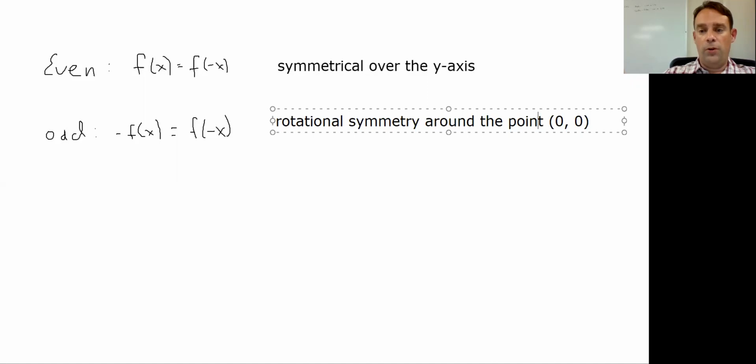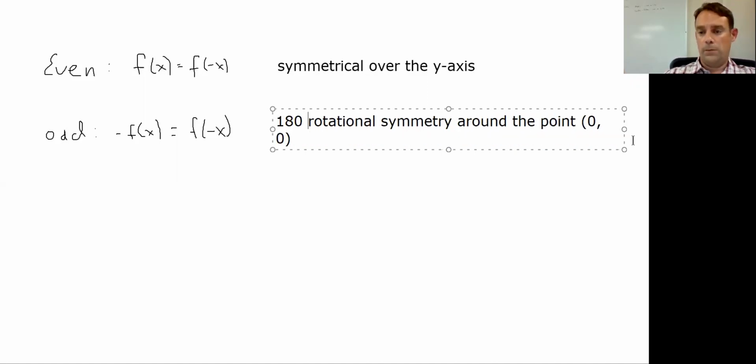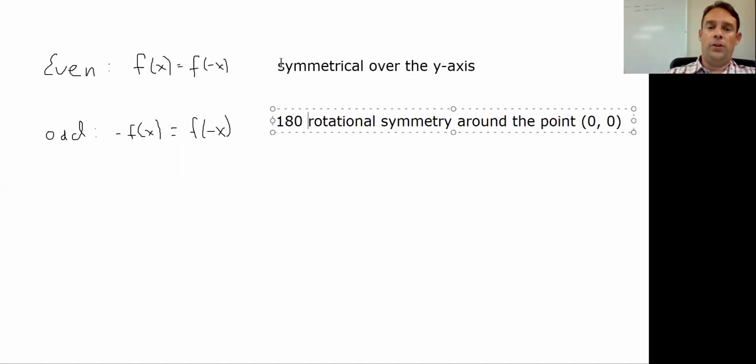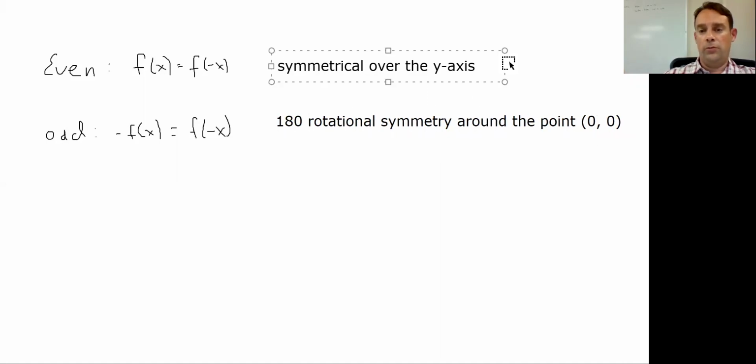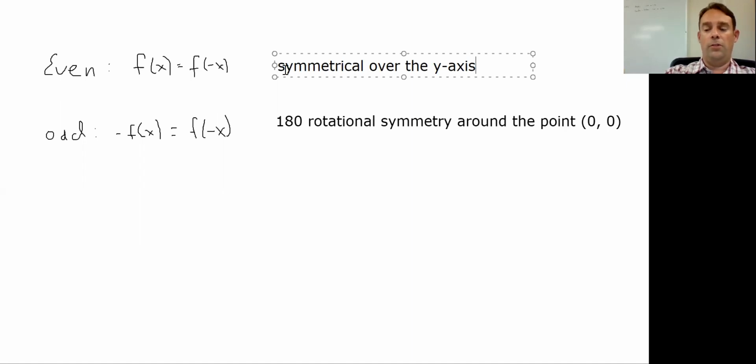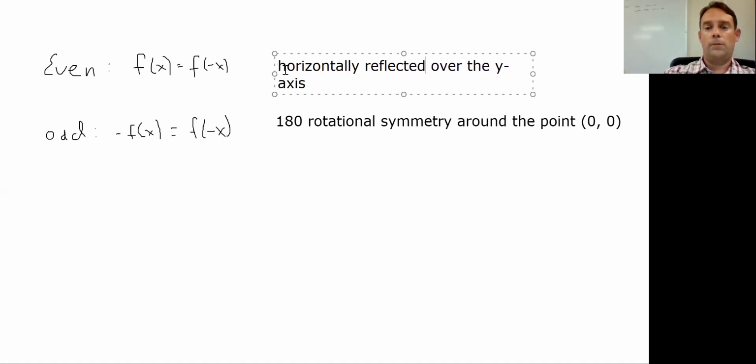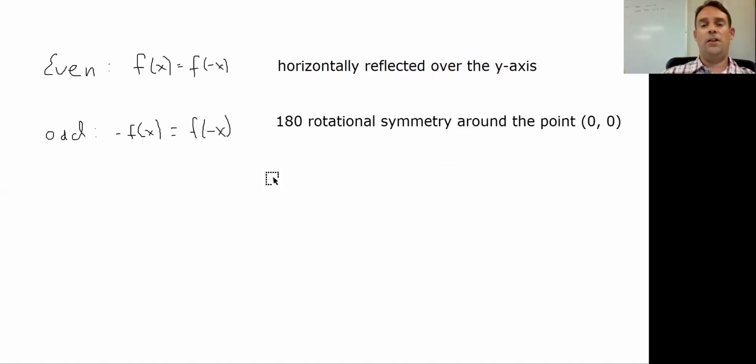And it was 180 degrees rotational symmetry around the point (0, 0). I guess I probably should have clarified this one. It's a horizontal reflection, over the y-axis. Sorry about that. That's how you can tell if they were even or not.